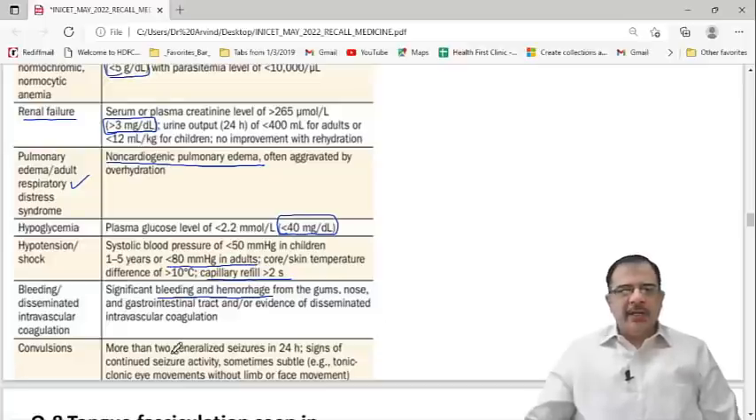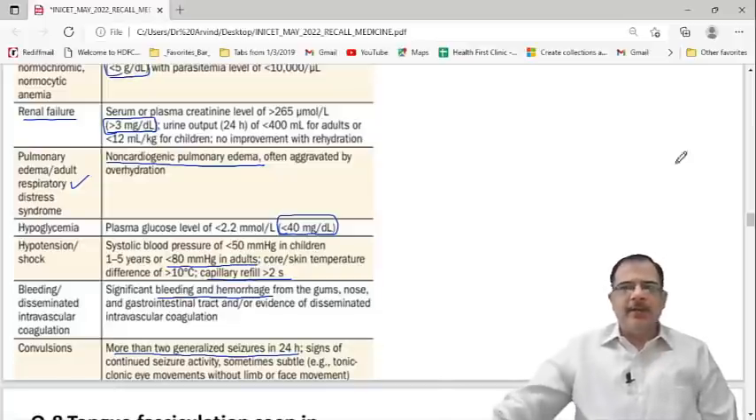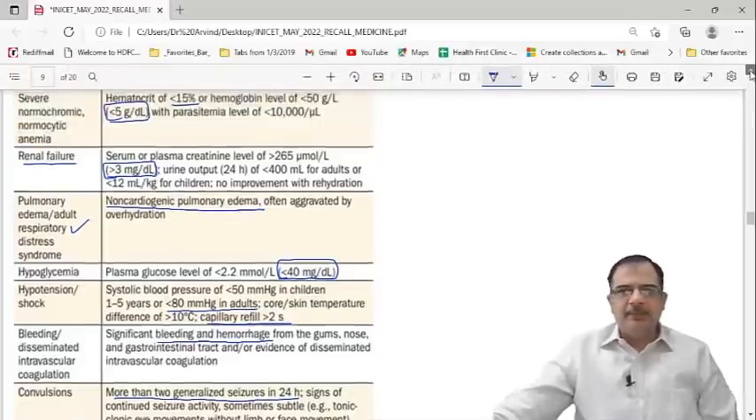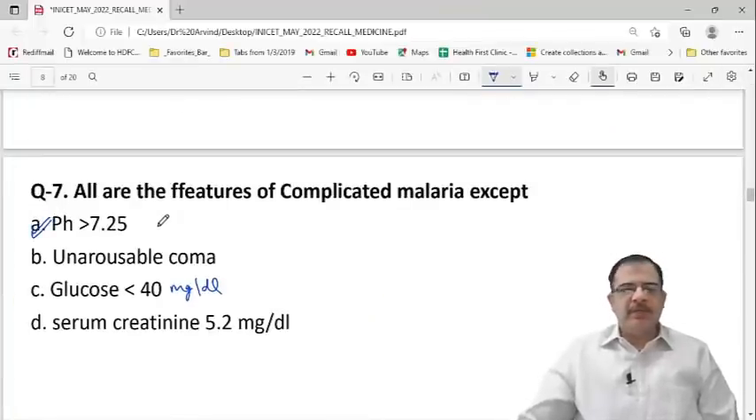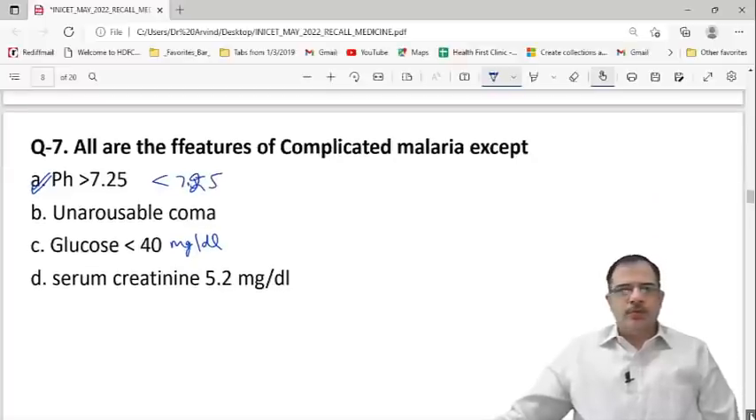And of course, if there are more than 2 seizures in 24 hours, that indicates complicated or severe malaria. So the answer here will be pH more than 7.25 is not a feature. It should be less than 7.25. Now come to question number 8.